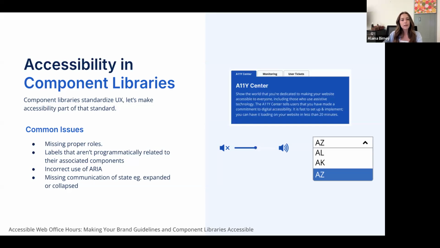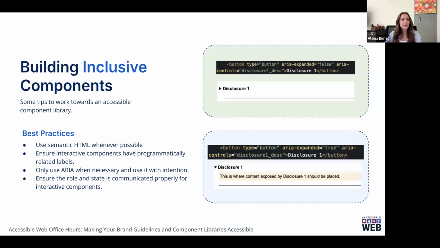Labels that aren't programmatically related to their associated components. So if somebody is navigating with the screen reader, that label might not get read along with the field. Also incorrect use of ARIA and missing communication of state, for example, expanded or collapsed. So these issues, when they're present in a central component library like this, they just multiply as these components are used across different products. Yeah, so let's move on to how to address them.